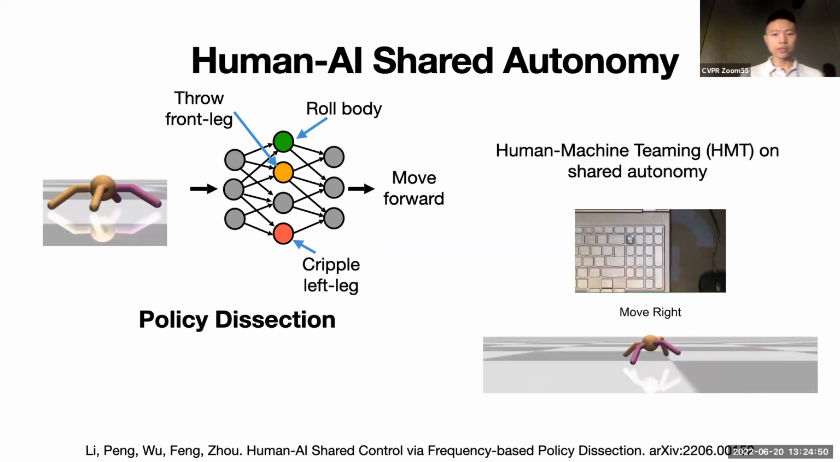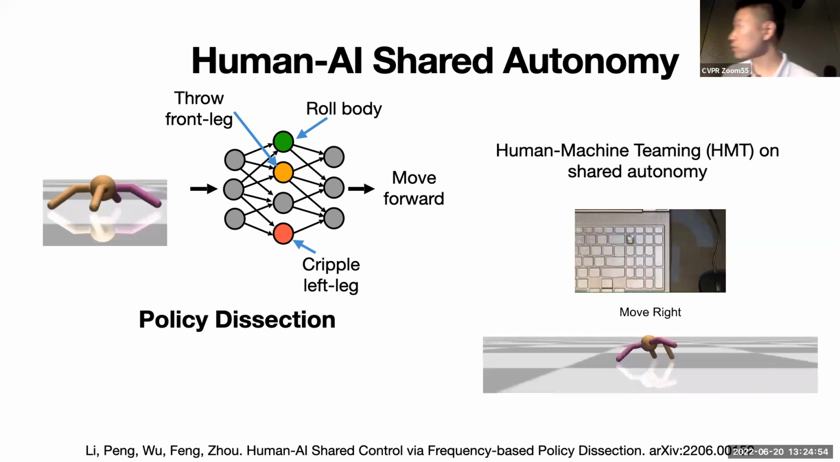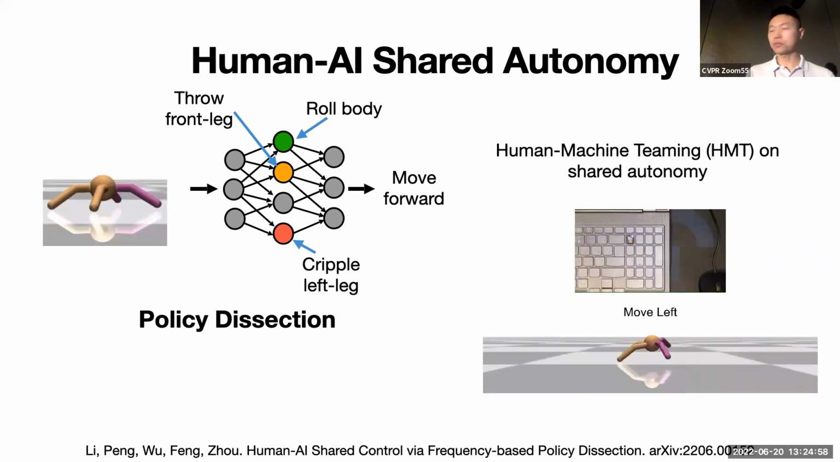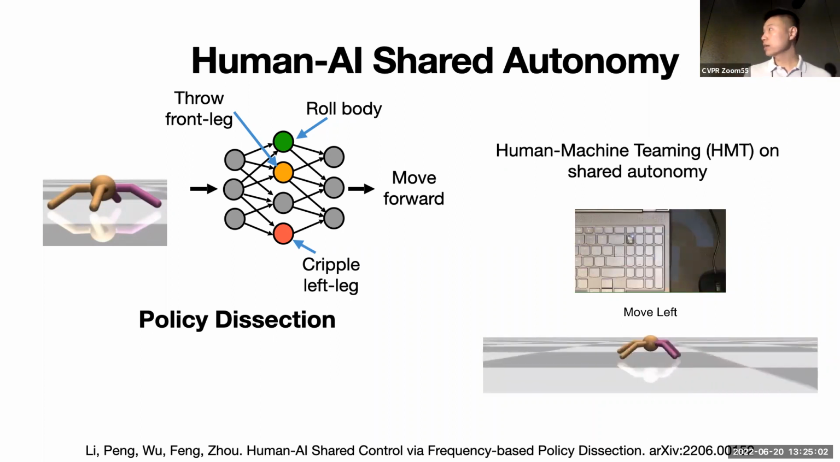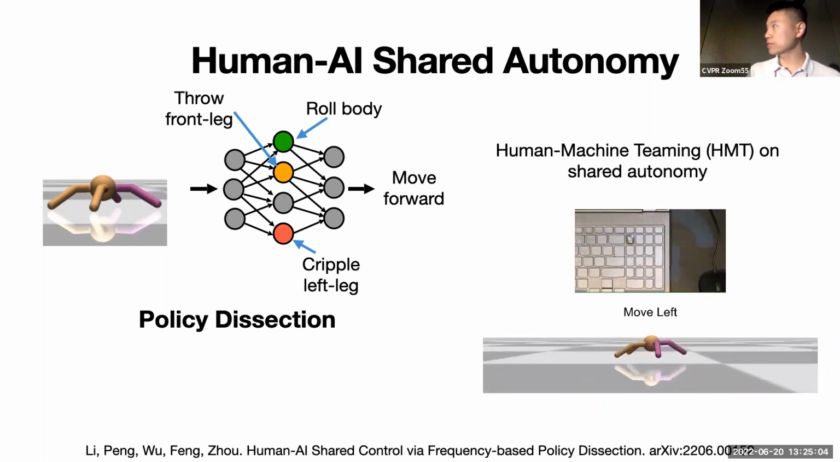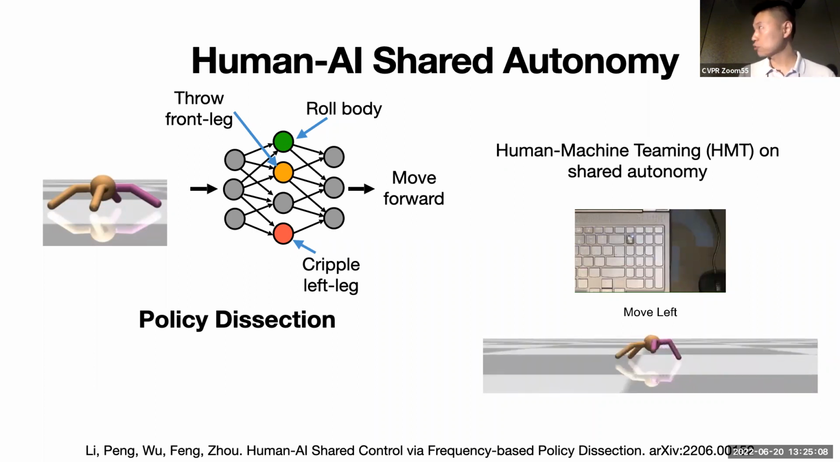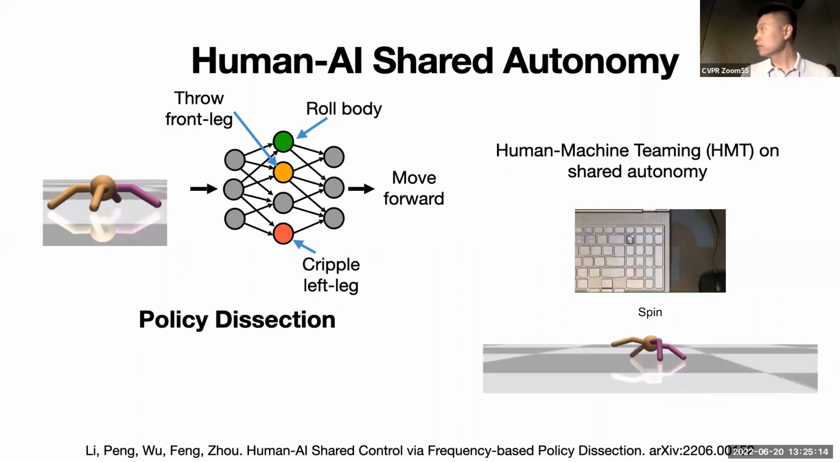Here is a demo video. At the beginning we have this agent just moving forward. After we identify the controllable latent representations, when the user presses some keys, we activate and deactivate certain regions. Then we can control the behavior of this ant, like moving left, moving right, or just stopping. So we can make this agent more controllable.